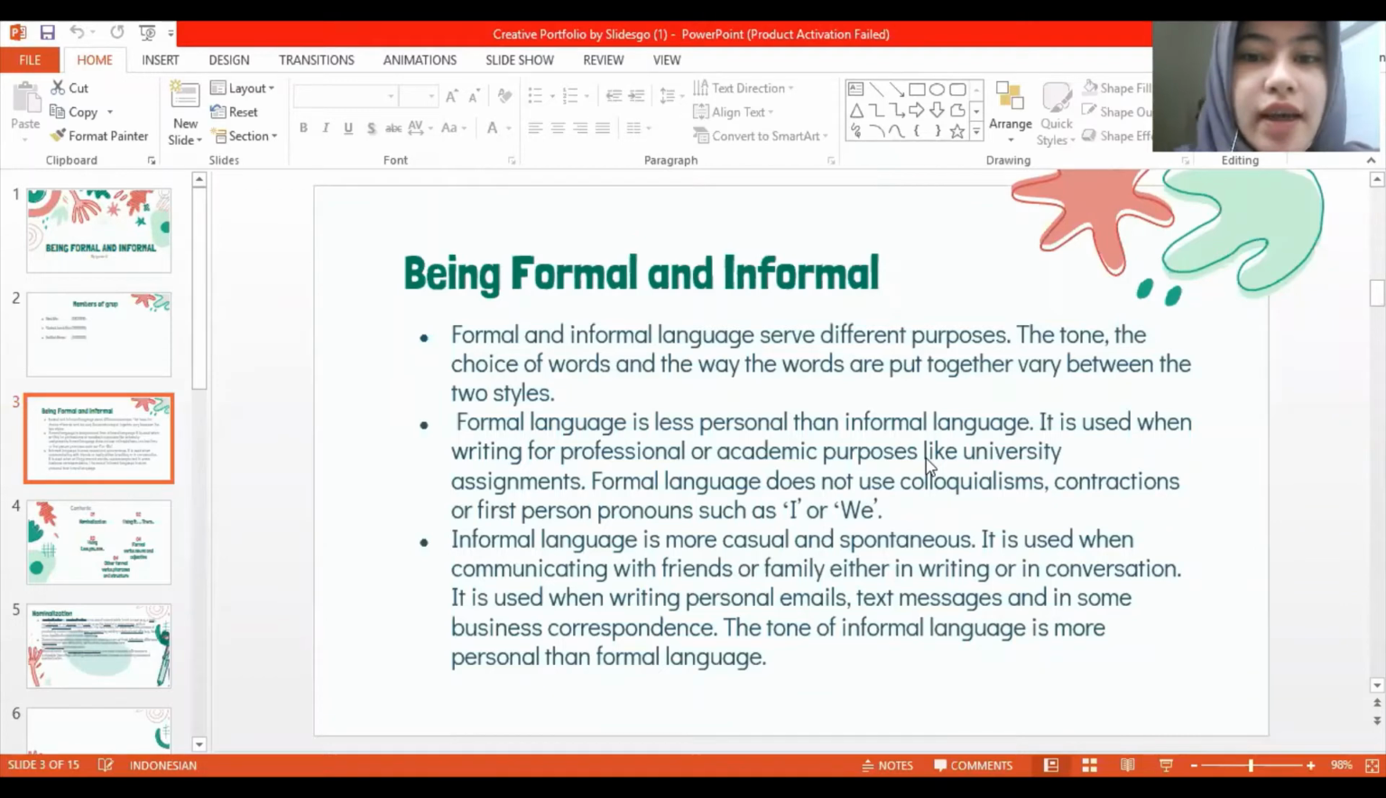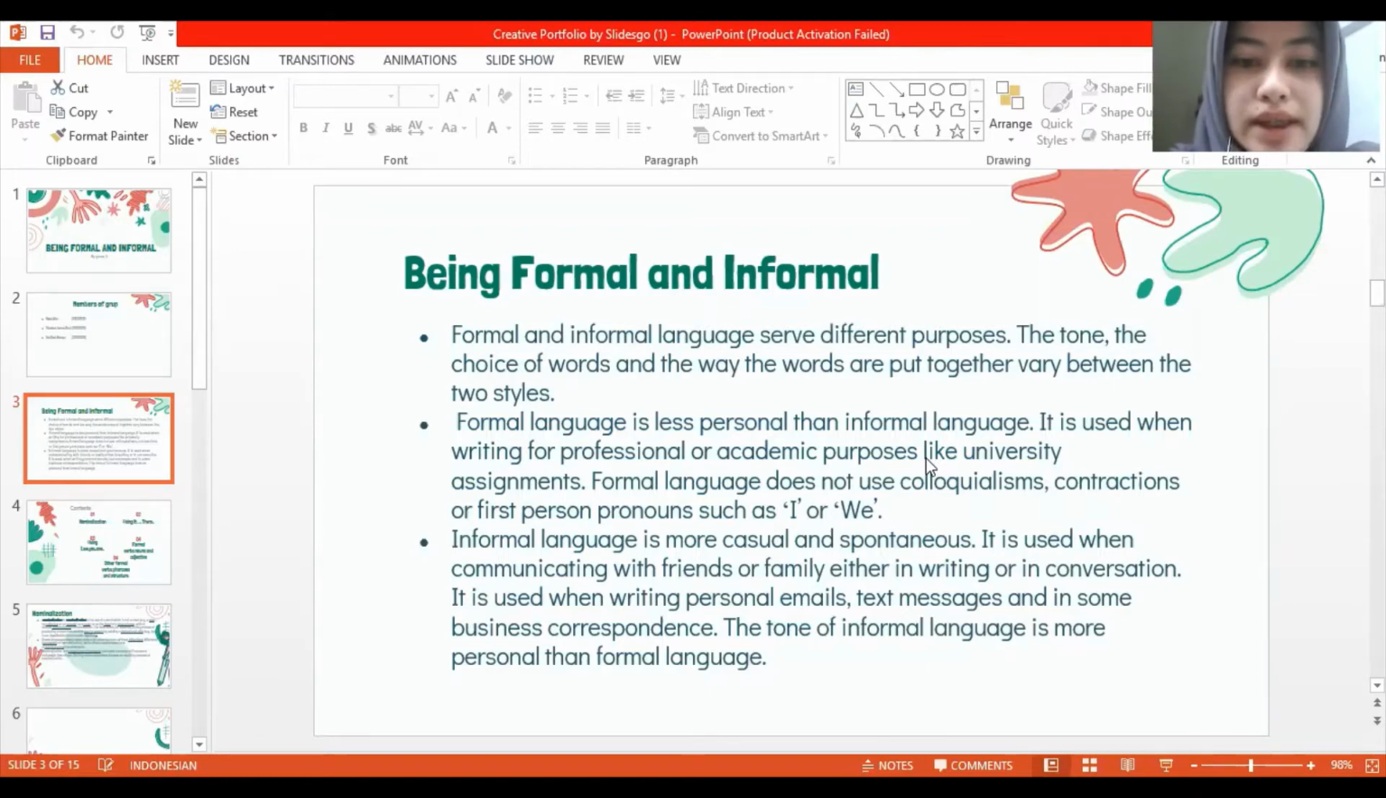Okay, being formal and informal. Formal and informal language serve different purposes. The tone, the choice of words, and the way the words are put together vary between the two styles. Formal language is less personal than informal language. It is used when writing for professional or academic purposes, like university assignments. Formal language does not use colloquialisms, contractions, or first-person pronouns such as I or we.